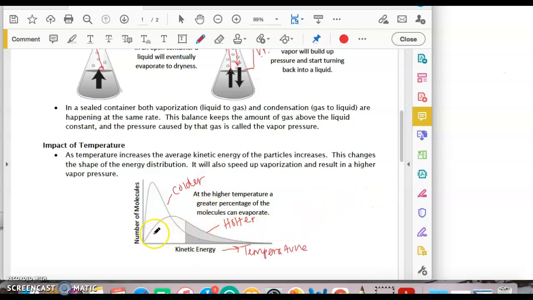And so the graph at the higher temperature has more molecules underneath the curve past the escape point, which means more molecules are leaving. And because more molecules are leaving, eventually we will feel cooler.